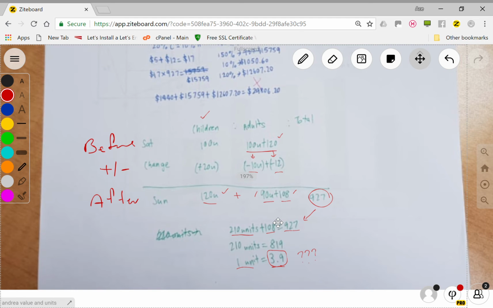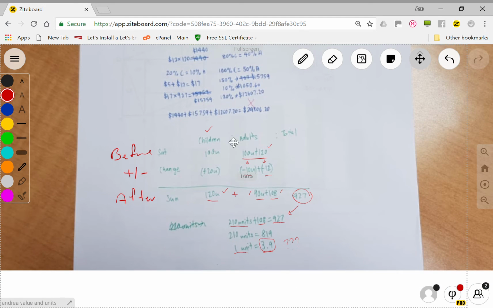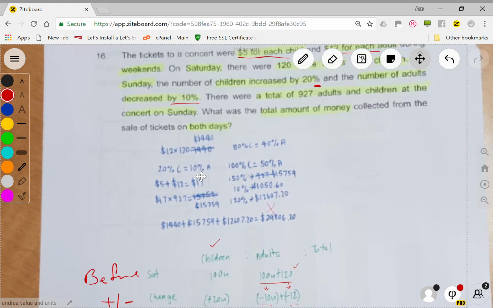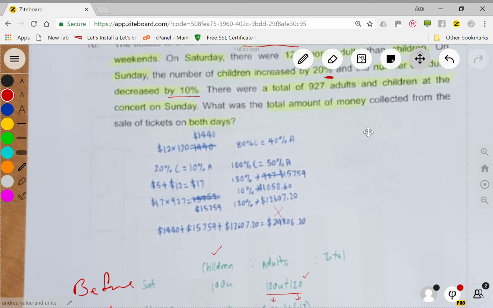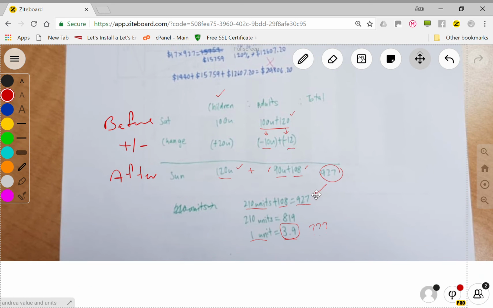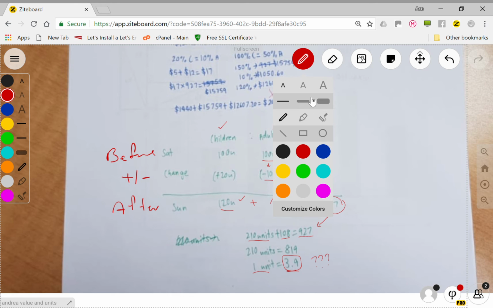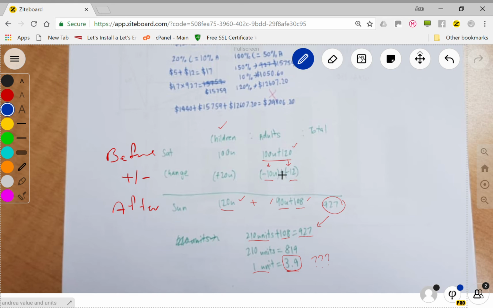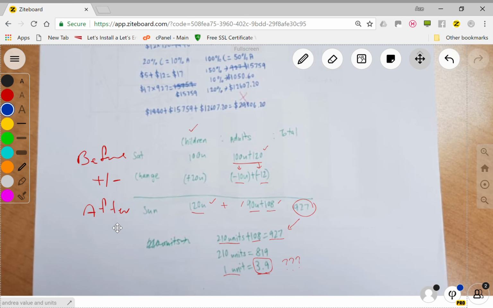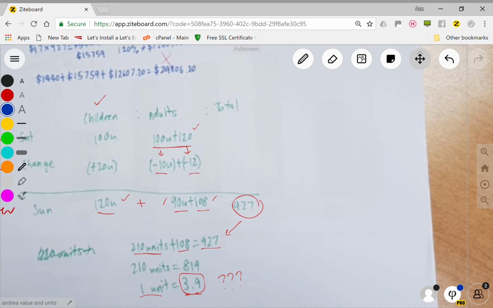Okay, this is not the final solution, so let's see what we need. Not complete. They want to find out what was the total amount of money collected. Before that, I need to find out how many people there are, how many children, how many adults, right? So let's use the value that we found. Now if 1 unit is 3.9, this 100 units will be, let me set up another table so we can fill in. Children, adults.